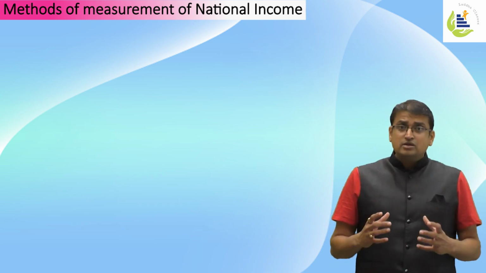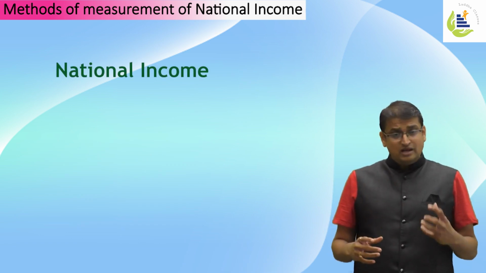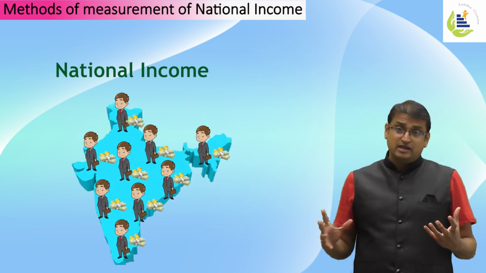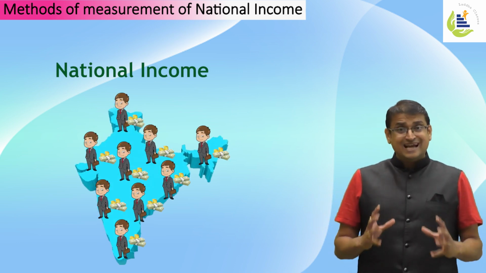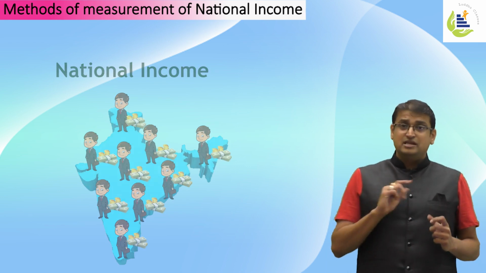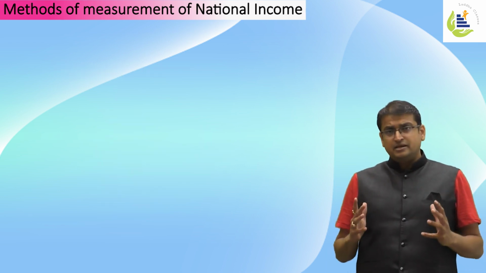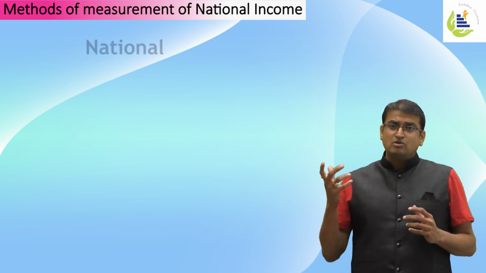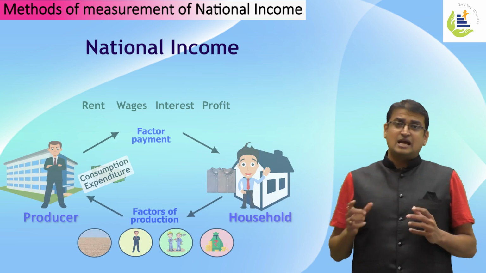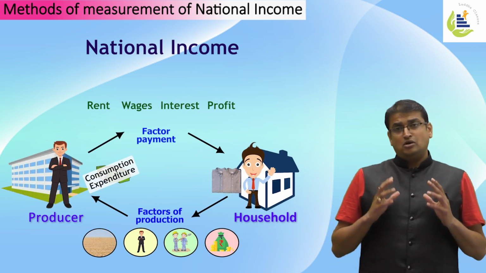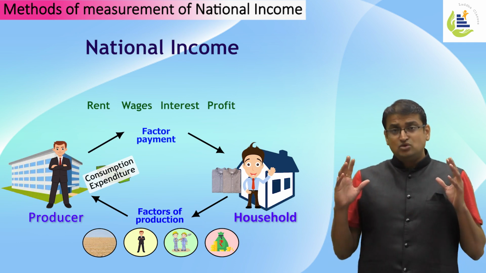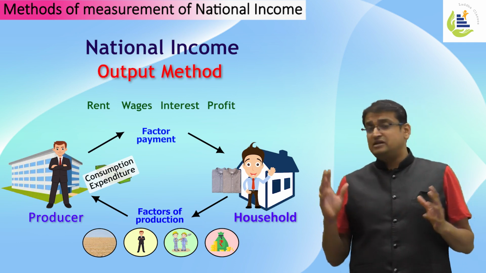So, in order to calculate national income, well, national income is income of the whole nation. So, you can calculate national income at all these three stages. I'll explain this in greater detail. Let's say we try to calculate the income of a nation taking as the basis the output or production made by the manufacturer, then that is known as output method or inventory method.